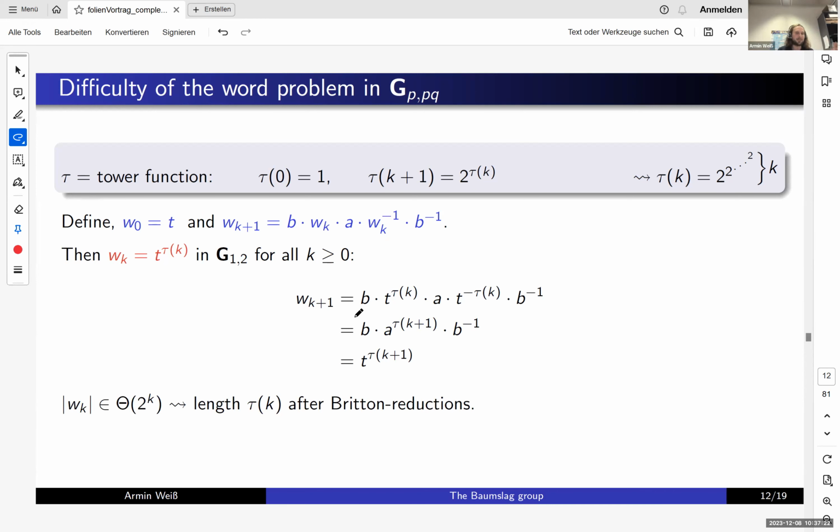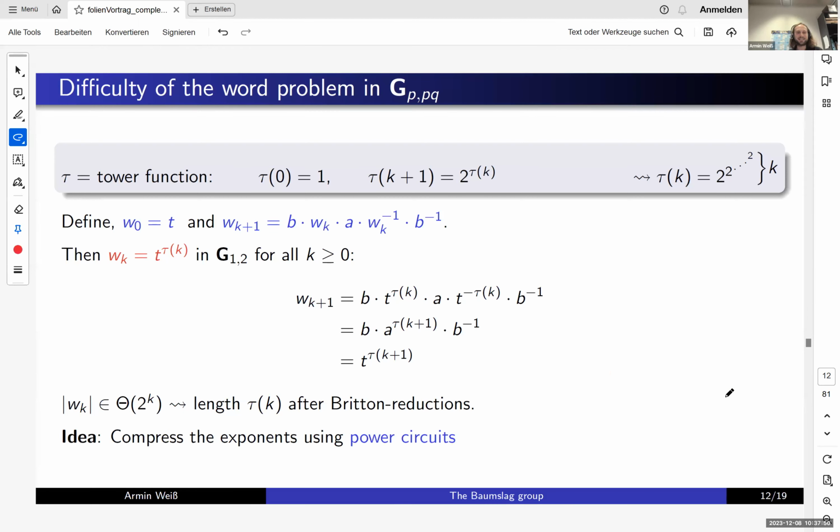The thing is, the words WK only have length like 2 to the K. So if we start with a word of length n, we get something like a tower of log n. So if the length of WK is n, then this is a tower of log n. So that's huge. So we need an idea.